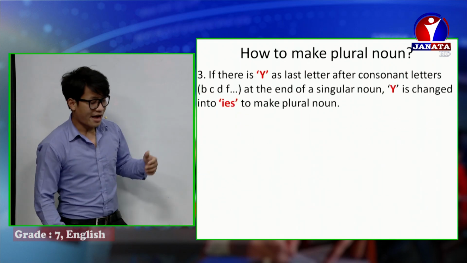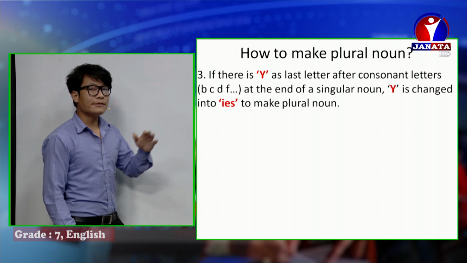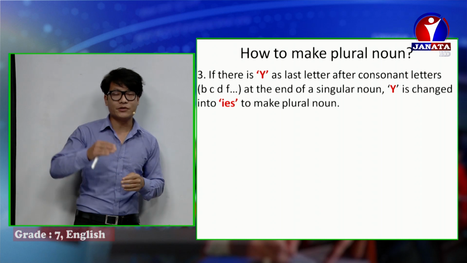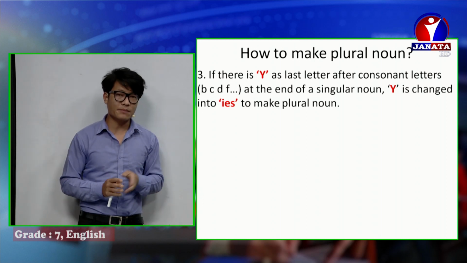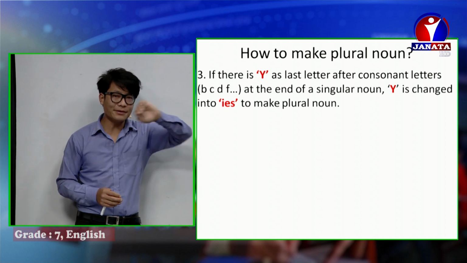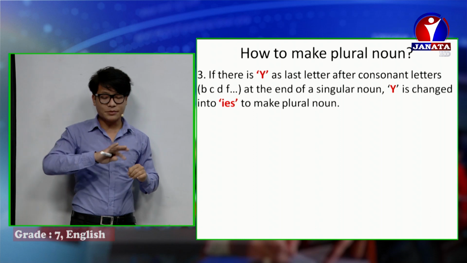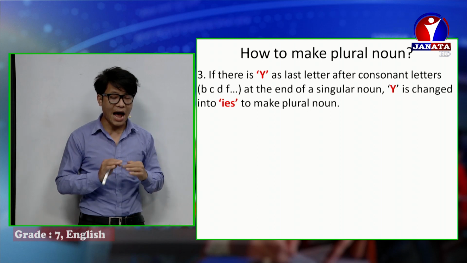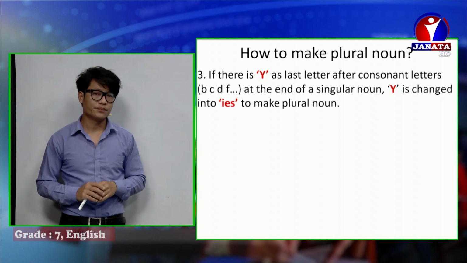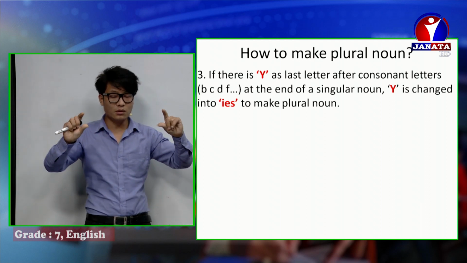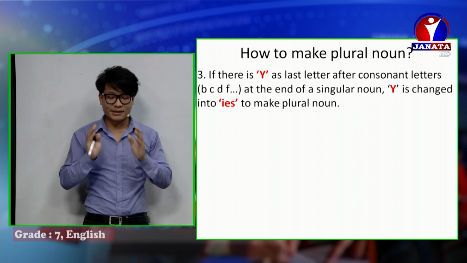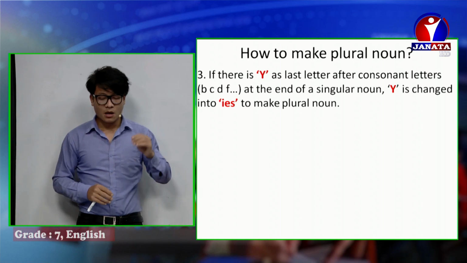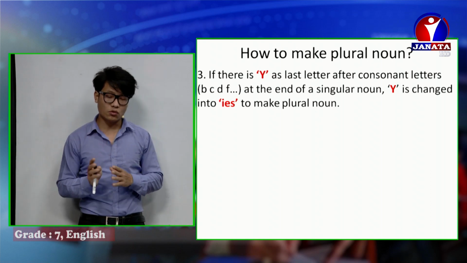So next, we are going to have another rule, and it is if there is a Y as the last letter after a consonant letter (except A, E, I, O, U, these five letters, all letters are consonants). So after a consonant letter, at the end of a singular noun, Y is changed into IES to make a plural noun. Let me say this rule again: if there is Y as the last letter after a consonant letter at the end of a singular noun, Y is changed into IES to make a plural noun.